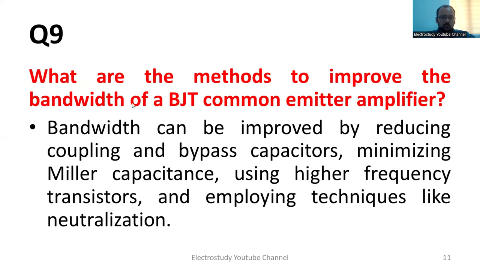What are the methods of improving the bandwidth of a BJT common emitter amplifier? There are different methods available. Bandwidth can be enhanced by reducing the coupling and bypass capacitors, minimizing the Miller capacitance, and using high frequency transistors. Also there are different techniques like neutralization. If you follow these techniques, obviously you can improve the bandwidth of the BJT common emitter amplifier. I feel that you can expect this question in the Viva. Most of the professors will be focusing on these kinds of questions especially.